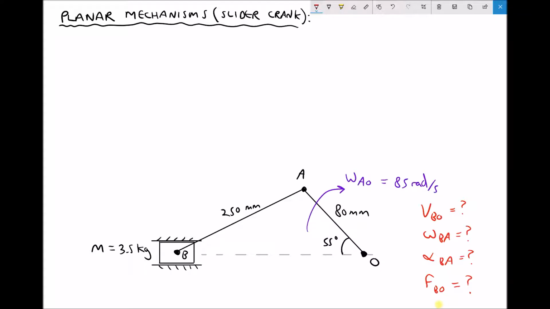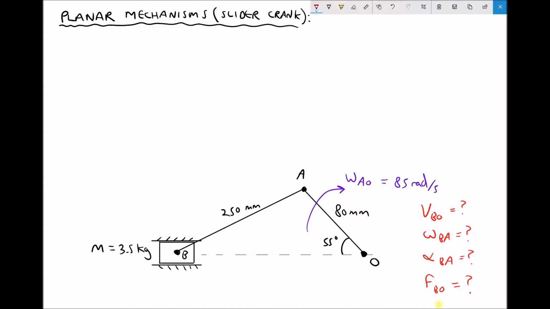So at the bottom of the screen, we have a sketch of our slider crank mechanism. Now please note that this diagram is not to scale. And in this first method, we're going to need to produce a scale version of that particular sketch. Now in the bottom corner, listed in red, we have some of the variables that we're going to be aiming to calculate or determine. First of all, we have VBO.